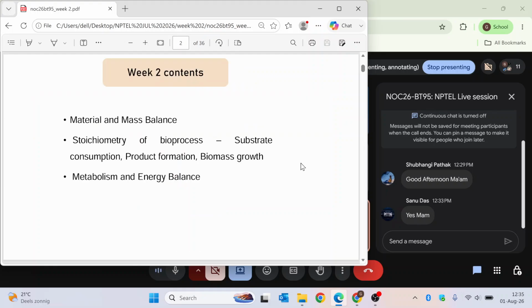The course content for week 2 was on material and mass balance, stoichiometry of the bioprocess, where there was information on how to quantify substrate consumption, product formation, as well as biomass growth, and there were also lectures on metabolics and energy balance. So if you have any specific doubts from week 1 or week 2 contents, you can just post in the chat box at any point in the meeting.